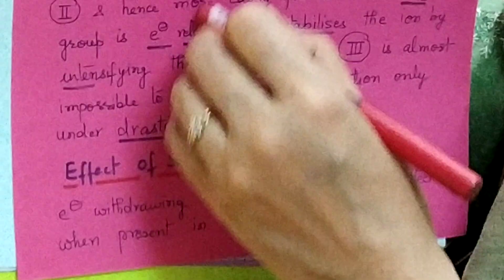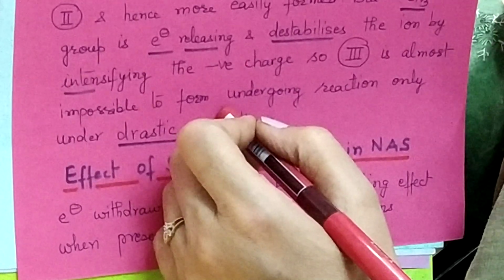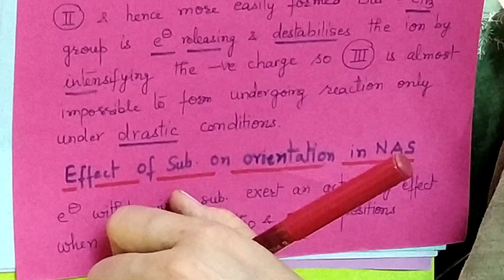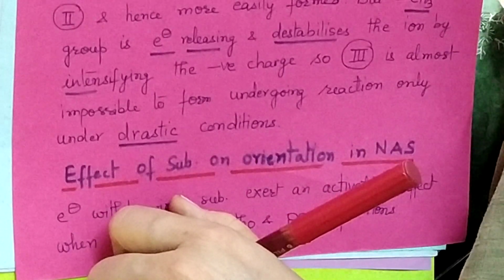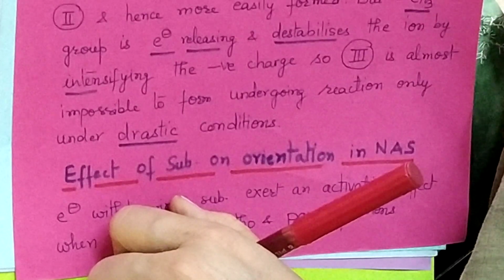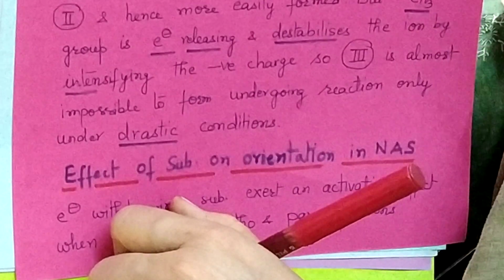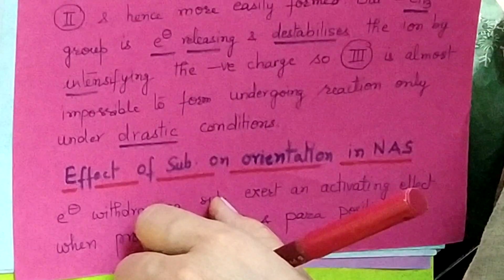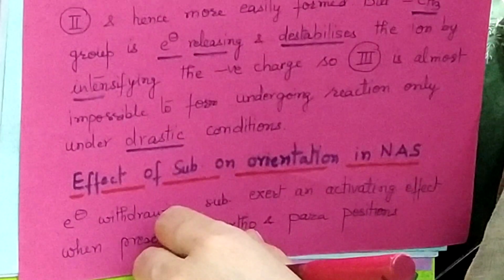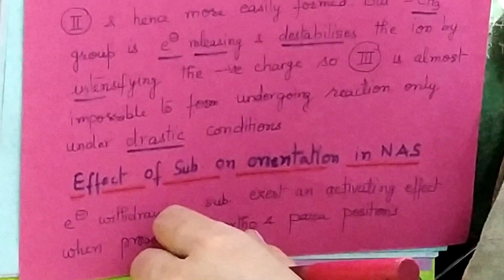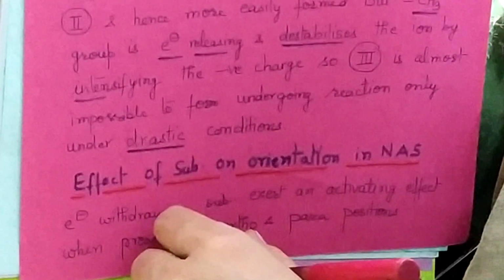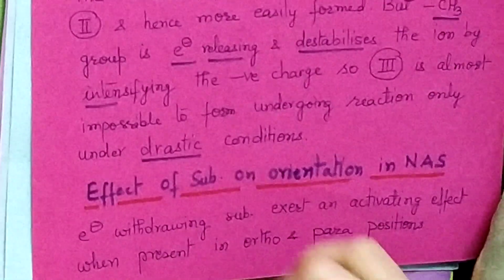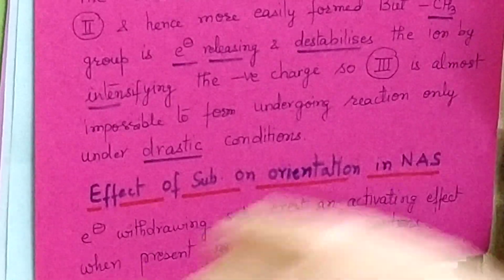So such is the effect of electron withdrawing as well as releasing groups towards nucleophilic aromatic substitution. As I told you, not only the electron release or withdrawal, that is the electronic effect, but also the orientation of these groups matters as far as nucleophilic aromatic substitution is concerned. Electron withdrawing groups exert their greatest effect when they are present in ortho and para positions, and not when they are present in meta position.